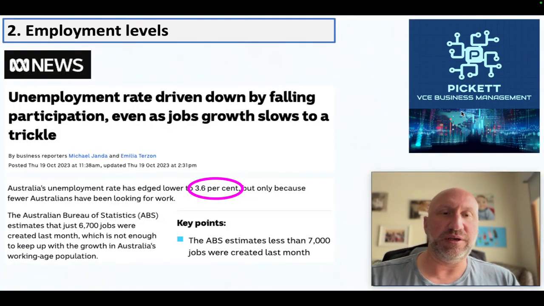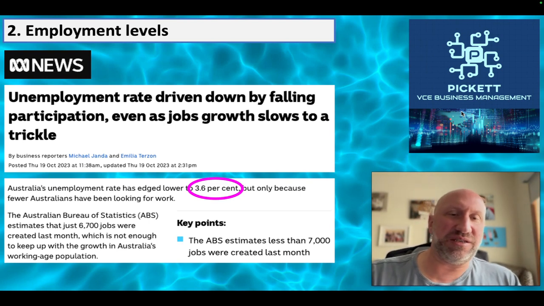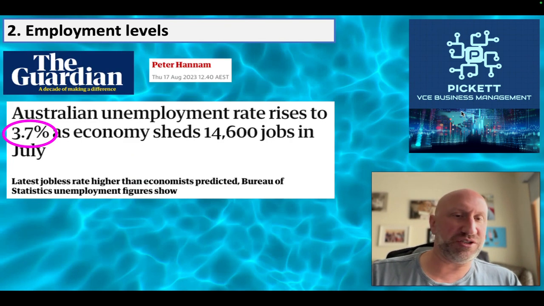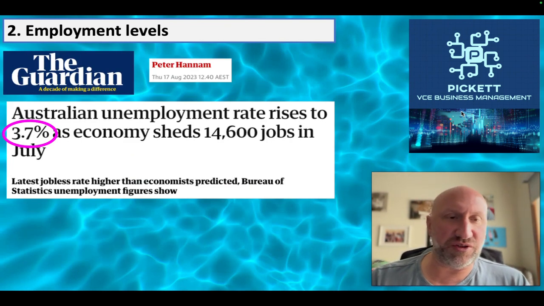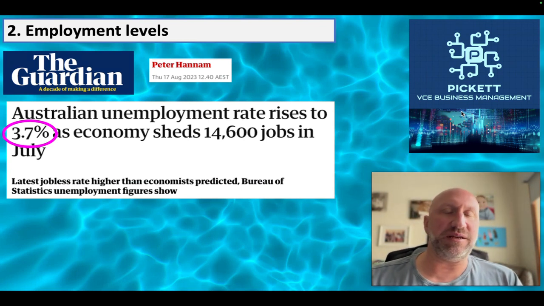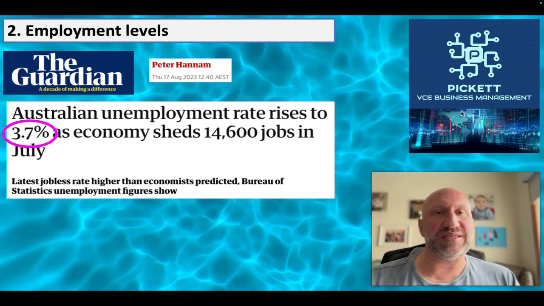Okay, so just understand, and I'm putting this here because you see this in the press a lot. This is just so you understand what you're looking at. Australia's unemployment rate edges lower to 3.6%. Another story: Australia's unemployment rate rises to 3.7% as the economy sheds jobs. So when you see this in the media, this is just so you have an understanding of what that unemployment rate actually means.